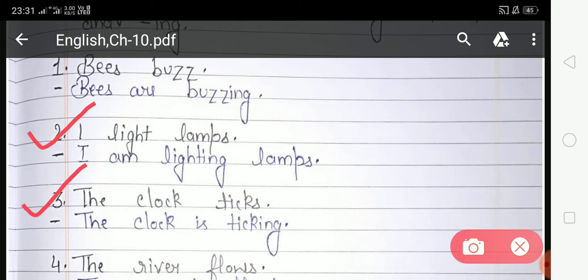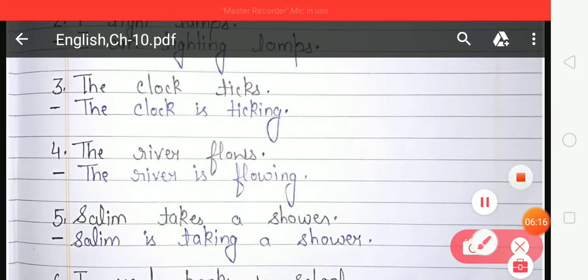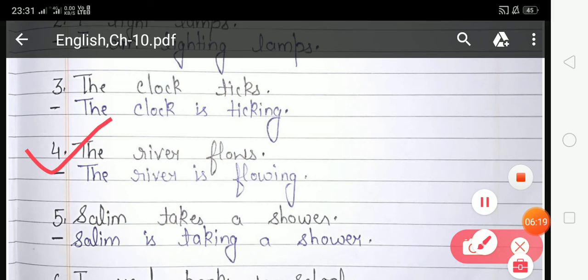Now look at third, the clock ticks. So student, with clock, what will you use? We use is with clock, and in the action word you have to add ing, so the sentence will become the clock is ticking. Now look at fourth number, the rivers flow. So student, what do you have to use with river? You have to use is with river, and in the action word you have to add ing, so the sentence will become the river is flowing.